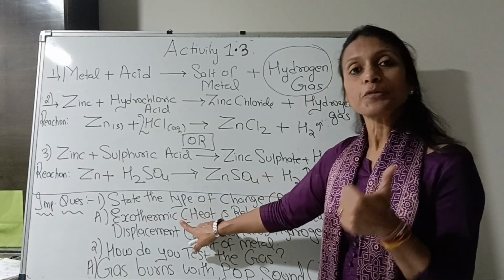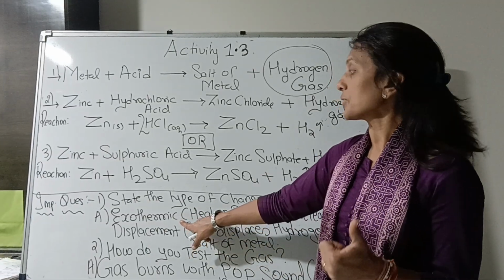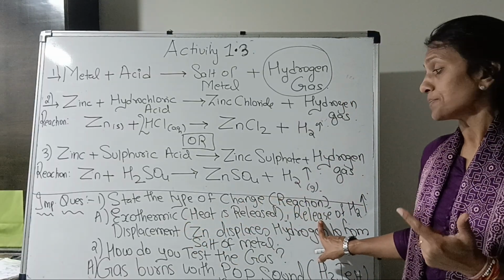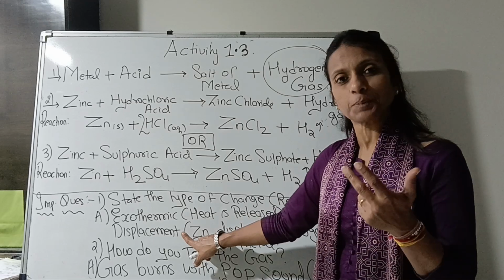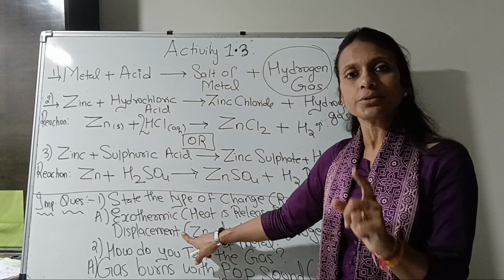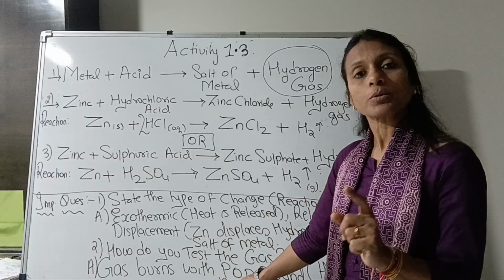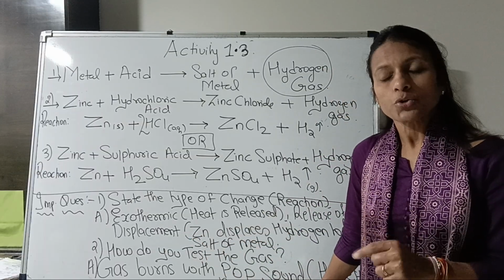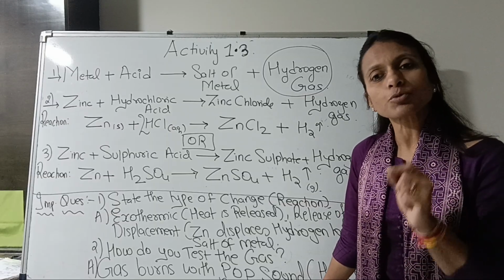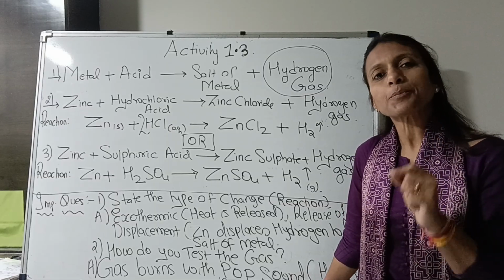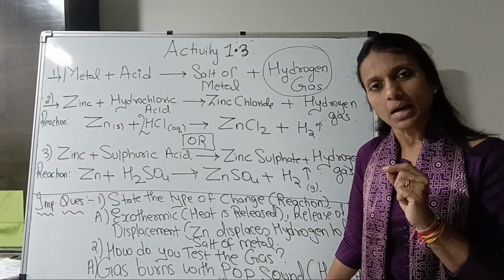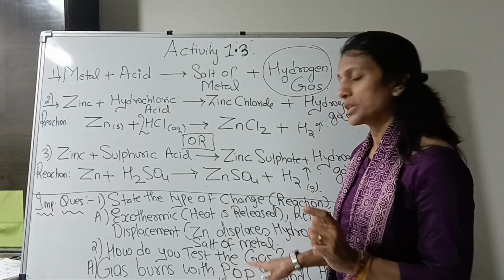Okay? So again I repeat what you have to remember here. It is an example of exothermic reaction because at the end heat is released. It also releases hydrogen gas. It can be an example of displacement reaction because zinc, being more reactive than hydrogen, displaces it. And very important, how do you test hydrogen? Not only for this chapter, but throughout chemistry you should remember, hydrogen is always checked by putting a burning matchstick, and if it produces a pop sound, the gas released is hydrogen. Okay, so gas burns with a pop sound.